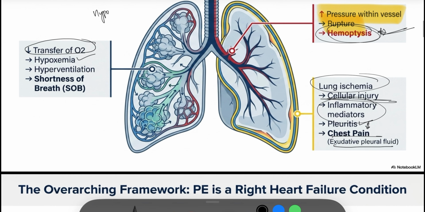There is a difference between hypoxemia and hypoxia. Reduction in the saturation level is hypoxemia. Reduction in oxygen level is your hypoxia, right? Okay.